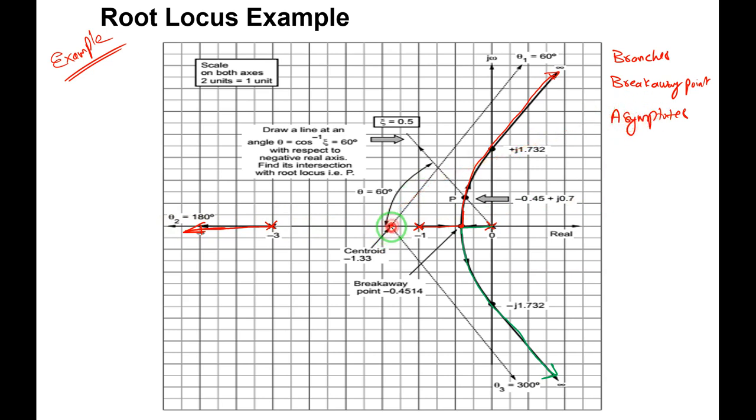And this point we call it as centroid. For example, in this -1.3, it tells us where to locate, from which point I have to draw these asymptotes. That we call it as centroid. This is centroid, right? So few terms I will introduce to you people, right? We'll study one by one, right? Okay. So branches, breakaway point, asymptotes, centroid, all those things we'll study.